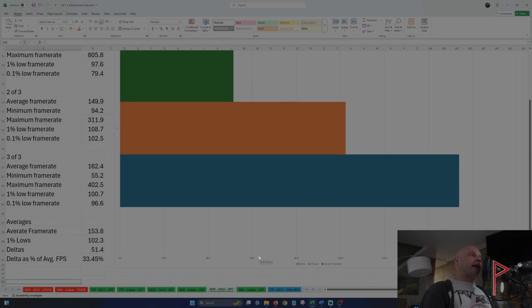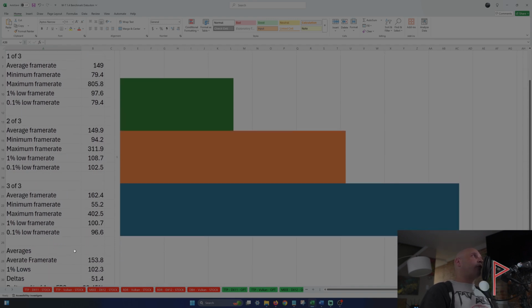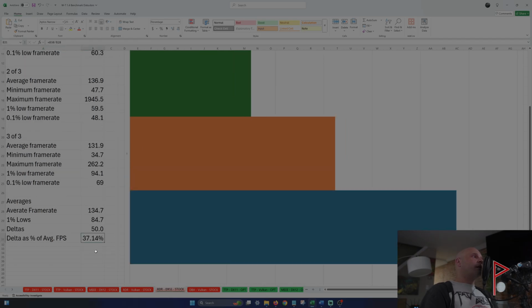In DirectX 12, same game. Still hovering right around a 30% delta with around 150 as your frame rate. Then you go over here into Red Dead in the DX12 stock configuration, slightly worse. So we did improve things a little bit. We're getting closer to 40% as a delta with 135 average FPS.